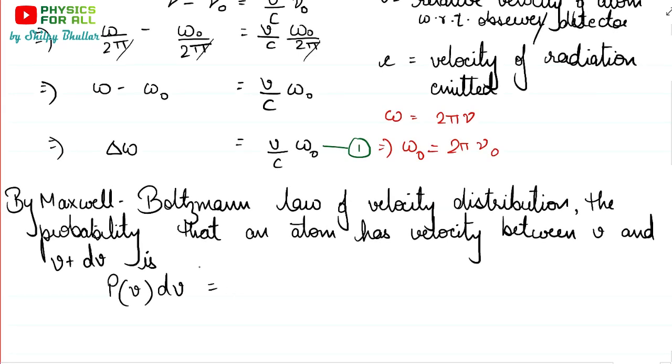By this distribution law, what we get is the probability that an atom has velocity between v and v plus dv can be obtained by this formula. We are getting the expression which tells us that a particular atom will have velocity between v and v plus dv, and that is all understood in terms of probability.